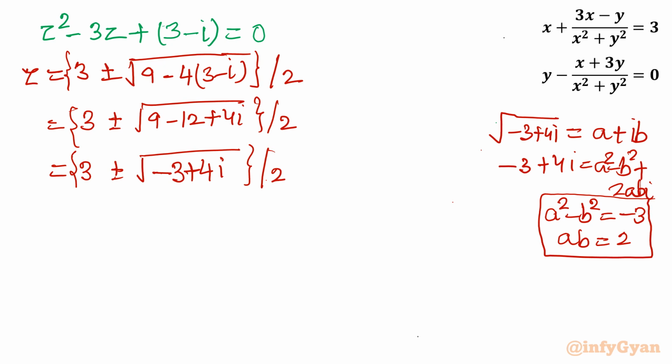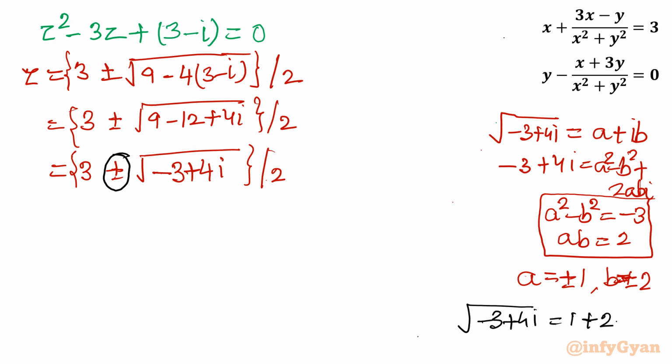Now we will find out the value. If you will solve, you will get a plus minus 1, b plus minus 2. Because plus minus 1 is already there in the formula, this plus minus I am talking about, it won't affect the result. So square root of this value will be 1 plus 2i. Okay, so I can write here directly 3 plus minus 1 plus 2i divided by 2.